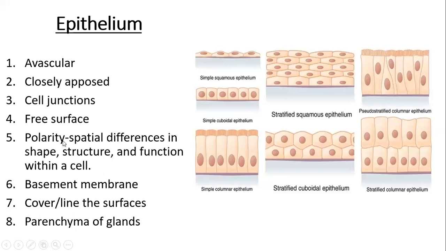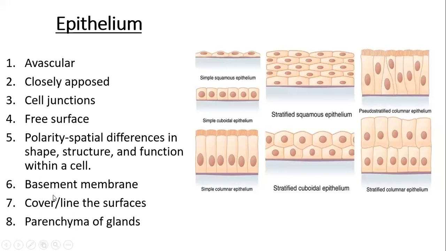Polarity, in terms of histology for a cell, is defined as the spatial differences in the shape, structure, and function within a cell. And it covers the different domains of the cell. So a cell usually in an epithelium has four domains, four surfaces: a superior or apical surface, an inferior surface, and two lateral surfaces.